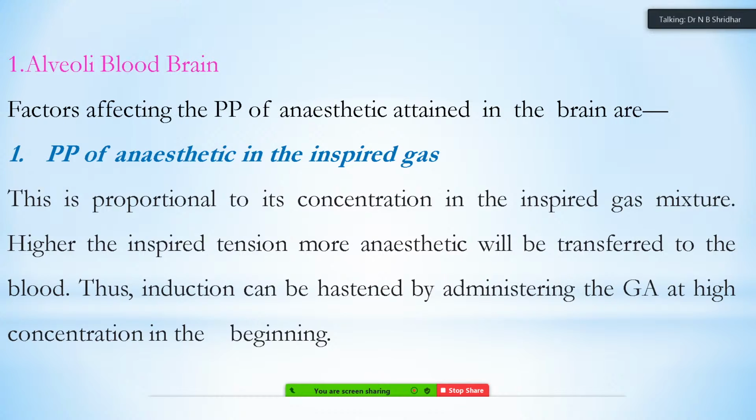If you administer the gas with more and more pressure and concentration, more will reach the blood. Thus, induction can be increased by administering the gaseous anesthetic at a high concentration in the beginning. This means initially the partial pressure should be high, so more gas is required during the induction stage. Then it will be maintained by a maintenance dose.